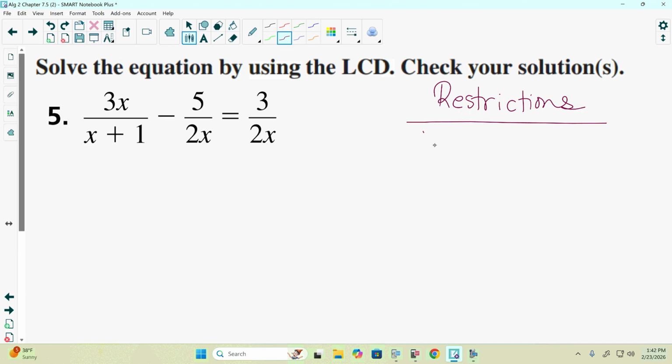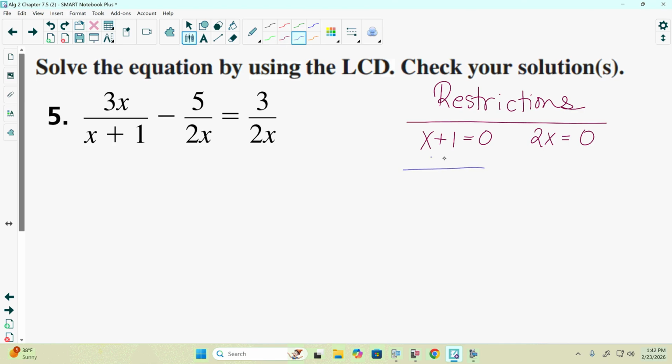Now, one of the places where the denominator could be 0 is x plus 1. And the other place is 2x. So any value of x that's going to make x plus 1 or 2x be 0 has to be excluded. Now, even though 2x shows up twice, the value of x that would make it 0 is going to be the same value, so we do not have to solve for it twice.